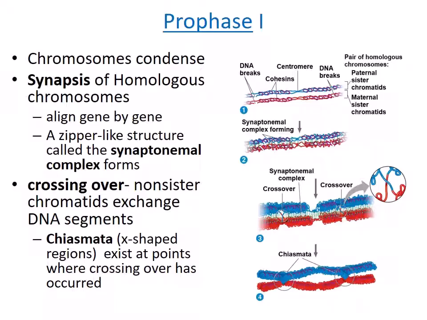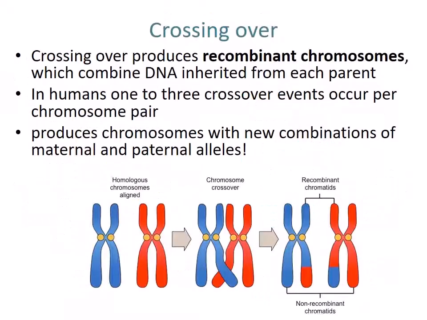Prophase 1 can also have an event called crossing over occur, where non-sister chromatids exchange DNA segments and form this X-shaped chiasmata, which shows where crossing over has occurred. Crossing over produces recombinant chromosomes. Like the word recombined, it recombines DNA, so you get a combination of traits that neither original parent had. In humans, 1 to 3 crossover events occur per chromosome pair, and it's exciting because you get these new combinations of maternal and paternal alleles.